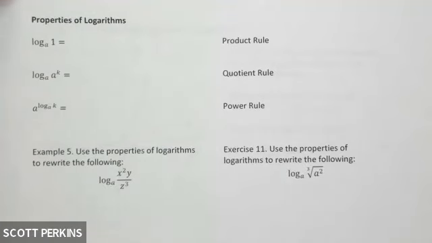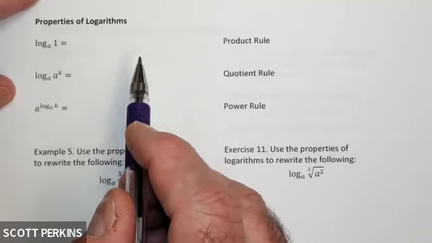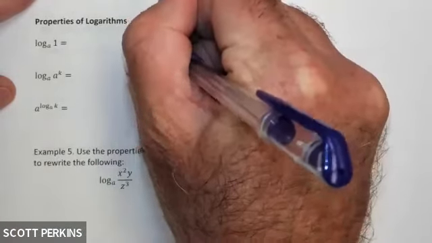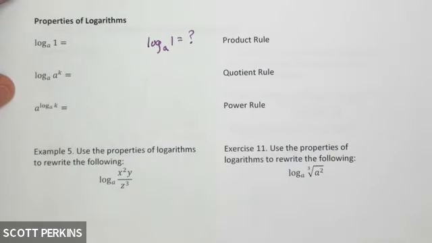Now, you don't have to write this down if you don't want to. I'm just going to come over here to the middle and show you why this is true, not just what it is. So if I have the log base a of 1 is equal to, I don't know, I'm going to put a question mark there. I don't know what it is.